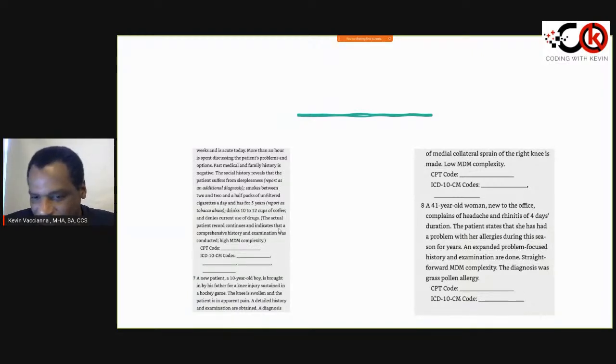What's the diagnosis for headache? R51. But what's my final diagnostic statement? Grass pollen allergy, right? Yeah. Okay. In the real world, would I code the headache and the rhinitis? Yes, you can.